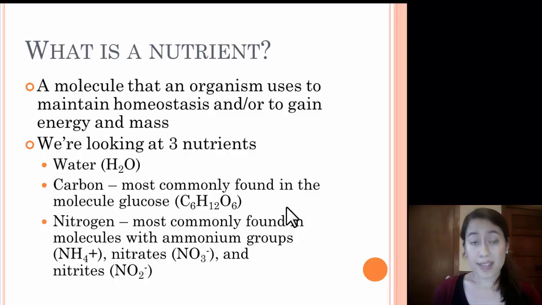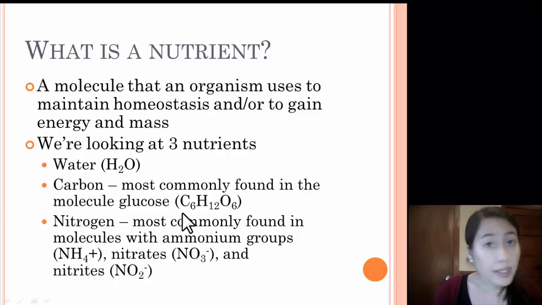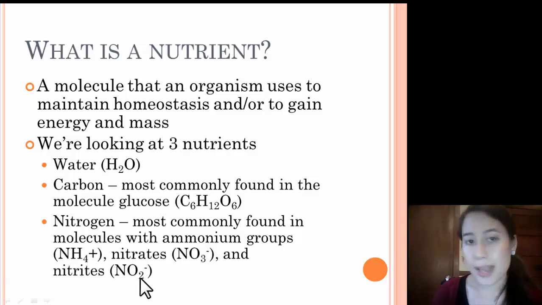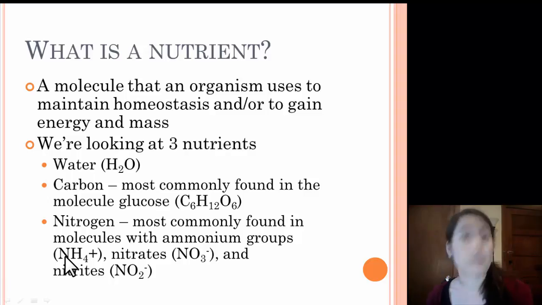You looked at 3 nutrient cycles in the packet, and I'm going to go into each of them: water, carbon, and nitrogen. When I talk about carbon today, I'm specifically going to be talking about the molecule glucose, which its chemical formula is right here, C6H12O6. It's not pure carbon, but it has 6 carbon atoms in each glucose molecule. Similarly, for nitrogen, we're really going to be talking about molecules that have some nitrogen in them, that have either ammonium, which is an NH4, a nitrate, an NO3-, or a nitrite, NO2-. Once again, not pure nitrogen, but nitrogen contained inside other important molecules.